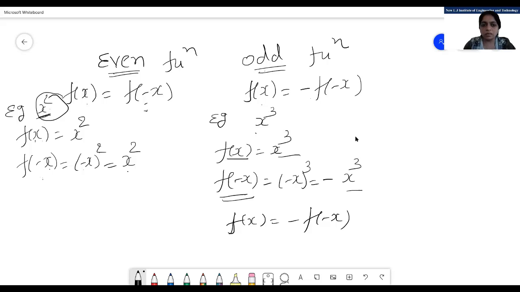Similarly, cos x is also an even function because you know that cos x and cos minus x both are the same. It means cos x is an even function. So first you have to be clear about which type of function is even and which type of function is odd, right?